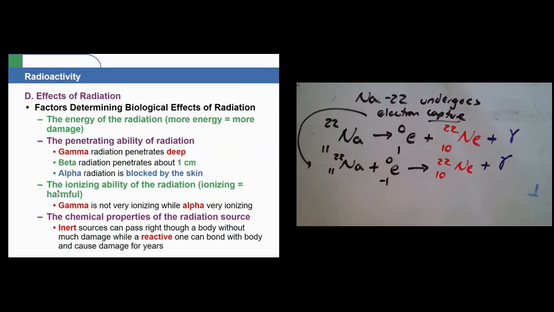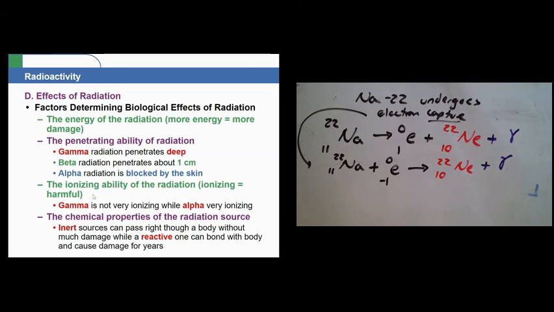Next is the ionizing ability of the radiation. The more ionizing it is, the more harmful. Ionizing basically means its ability to remove electrons from cells. You remove electrons from cells, they become ions, and that can cause damage to you. Gamma radiation is not very ionizing, but alpha is. So see, there's all these different factors that you have to take into consideration. It's actually quite complex.